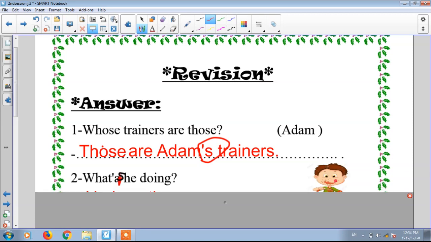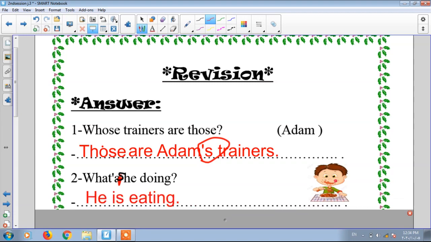Number 2. What is he doing, or what's he doing? The boy is what? Is drinking? No. Is playing? No. Is what? Eating. So I write he is eating. Don't forget, we must add what? ing to the what? To the verb, because we have is.